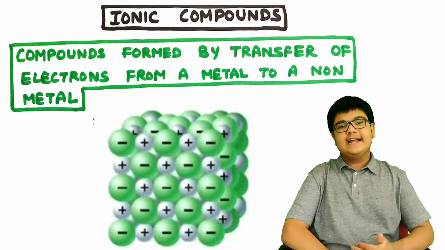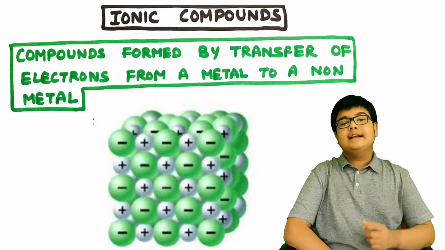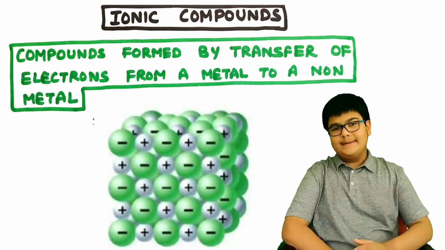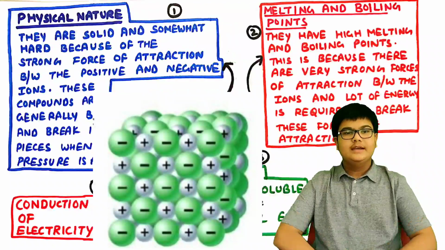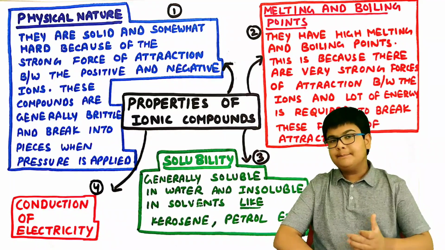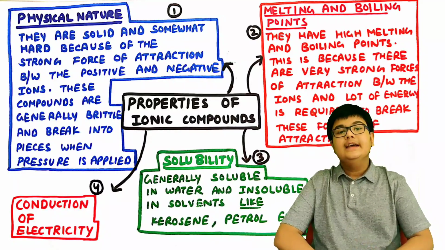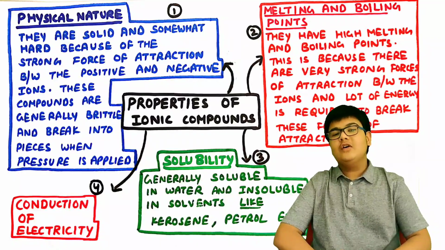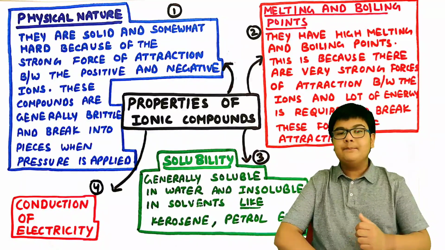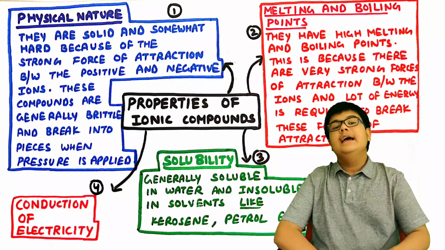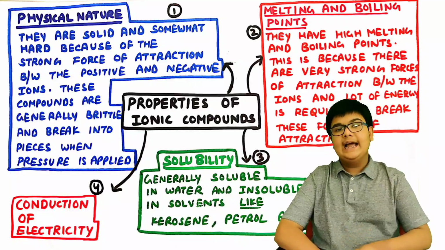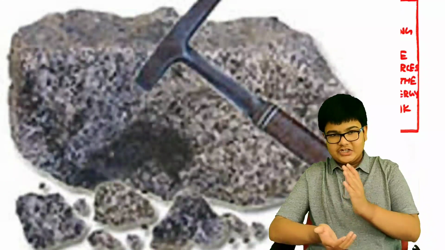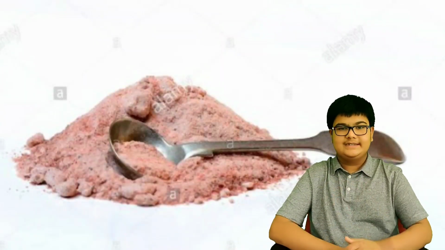Now let us understand more about the ionic compounds. The compounds formed by transfer of electrons from a metal to a non-metal are known as ionic compounds. Now let us see the properties of ionic compounds. First, physical nature. They are solid and somewhat hard in physical nature. This is because of the strong forces of attraction between the positive and negative ions. These compounds are generally brittle and they break into pieces when pressure is applied. So if we put pressure on these compounds, then they will break into small pieces.